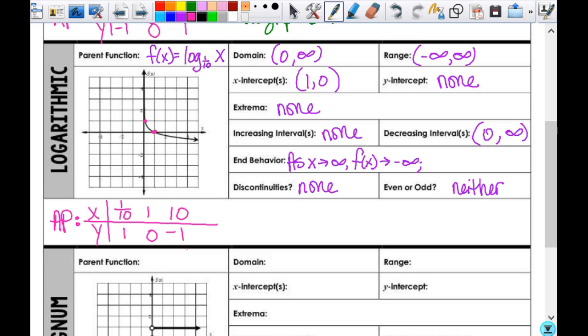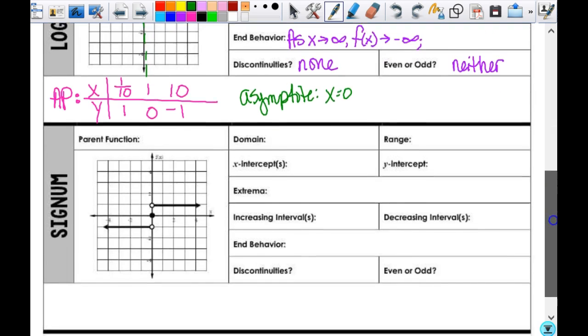Any questions at all? Alrighty, so then I also still have an asymptote, right? So my asymptote is at x equals 0 again. Everybody good? All right. Any questions? Then we have the new weird looking one, right?